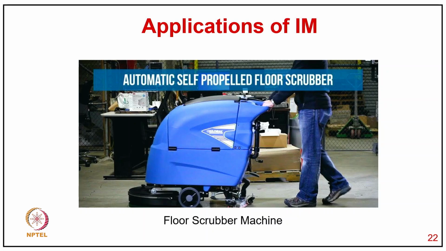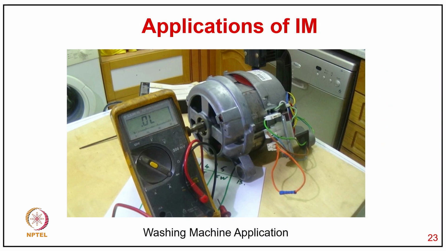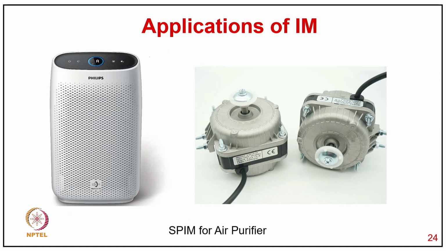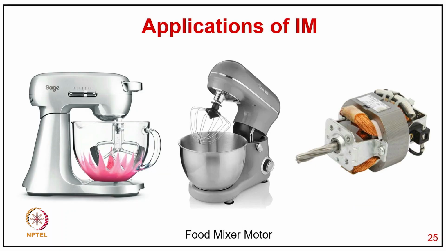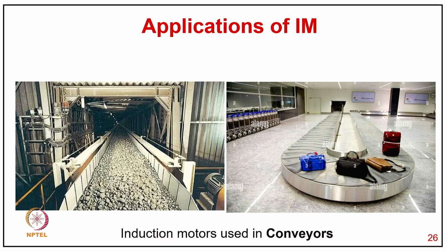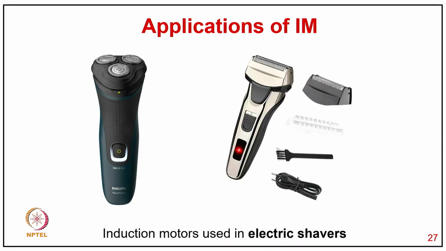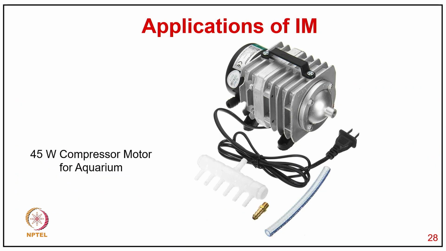Then we have a floor scrubber machine for cleaning or planning. So that also typically uses a single phase induction motor. Normally all houses or buildings have single phase supply, so this motor also runs on single phase. Then we have, of course, a washing machine motor, which also normally runs on single phase. Then a single phase motor for an air purifier. Then, of course, food mixer, and then an induction motor normally used in a conveyor. Then an induction motor used in an electric shaver.